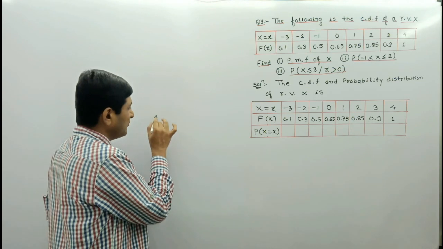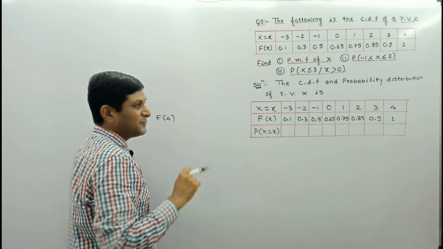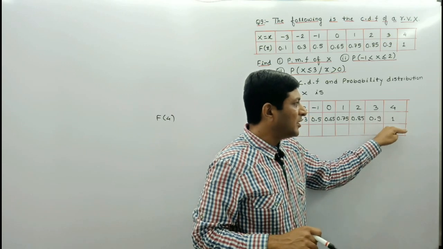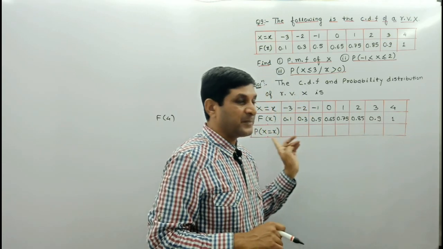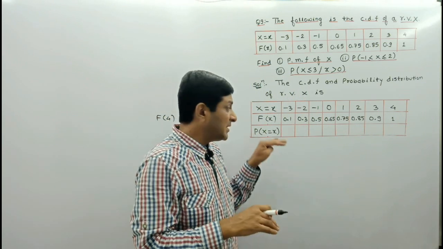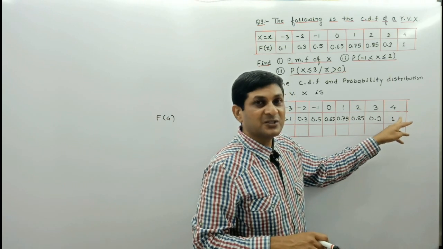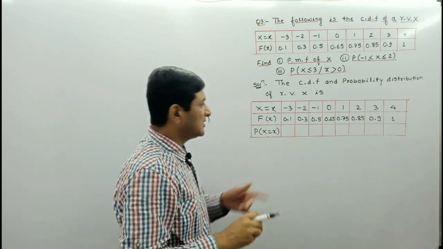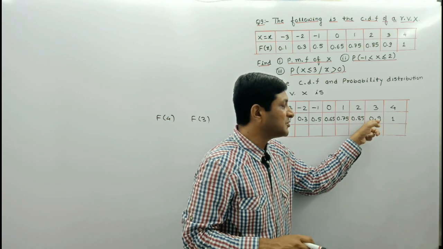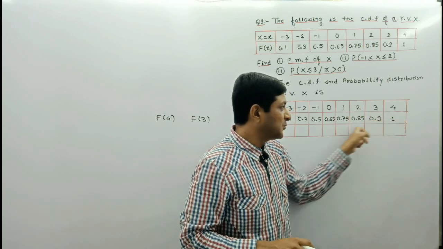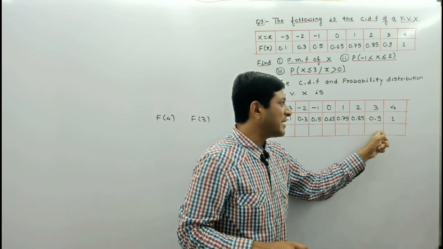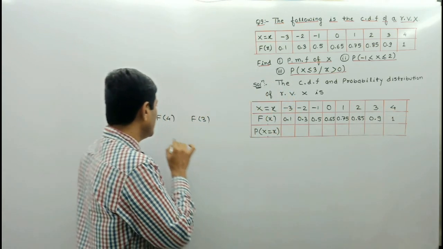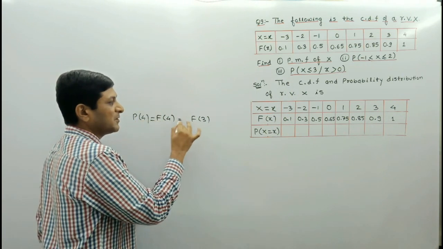If I say F of 4, what is the value of F of 4 here? 1. And 1 is nothing but the sum of all these probabilities. We are writing the sum of all these probabilities as 1. Right now we don't know the probabilities; if we knew their values, F of 4 would be the sum of all probabilities up to 4. And F of 3 is equal to the sum of all the probabilities up to 3, which is the value 0.9. So this is the sum of the entire set of probabilities and this is the sum up to here. So if we subtract this value from 1, we get the probability of 4. Here p of 4 will be equal to F of 4 minus F of 3.